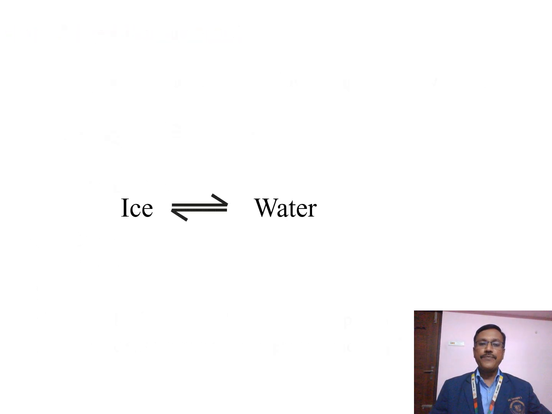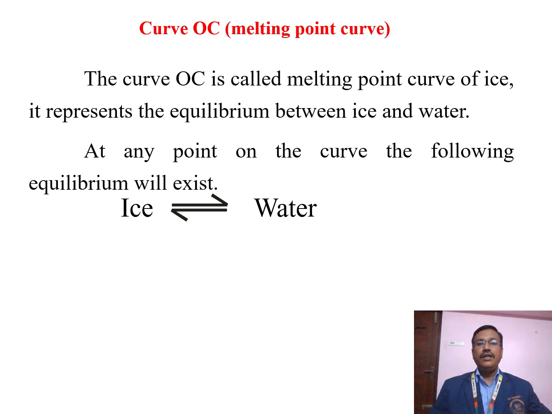What is case 3? Ice versus water. It will give you an idea. Ice versus water means that is curve OC, the melting point curve. The curve OC is called the melting point curve of ice. It represents the equilibrium between ice and water. Ice is there, water is there, they are in equilibrium. Can you try what will be the degree of freedom?